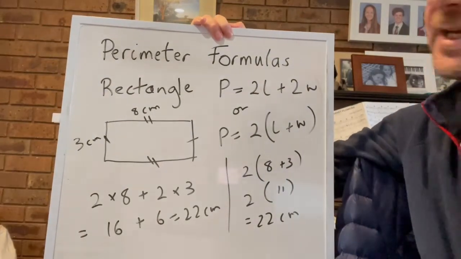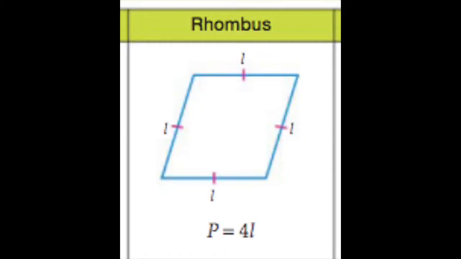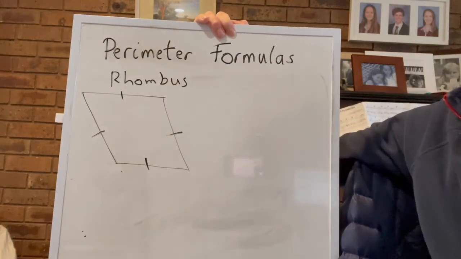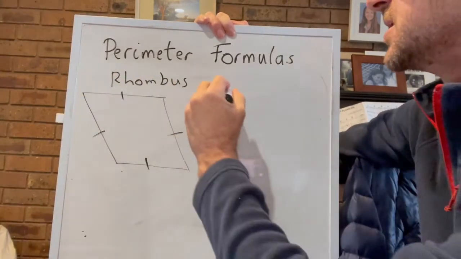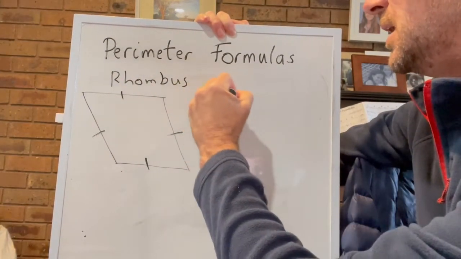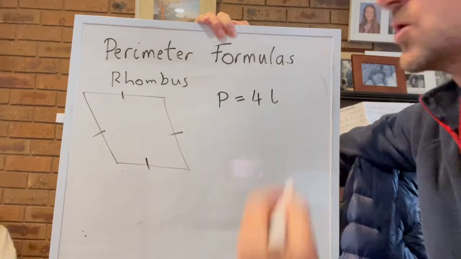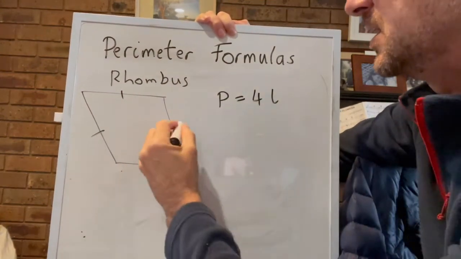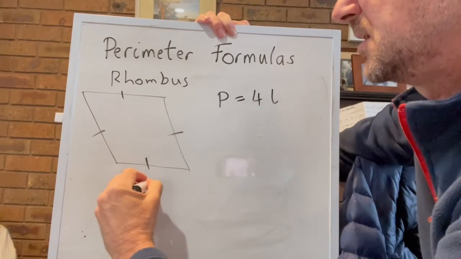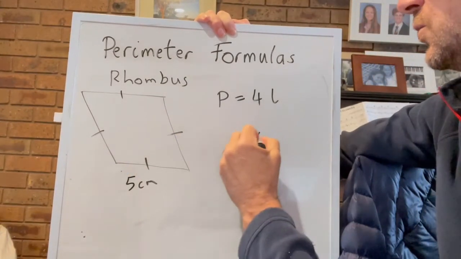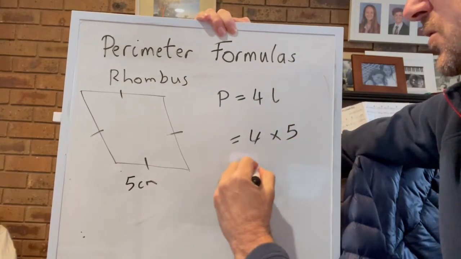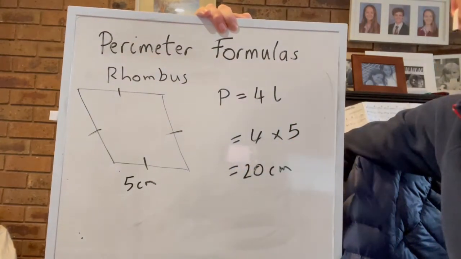Okay, let's have a look now at a rhombus. Now we know with a rhombus that it also has all sides the same, so it's going to be the same as a square. It's P equals 4 times L, so let's assume that the length here is 5 centimeters. So this is going to be 4 times that length, which is 5. It's going to equal 20 centimeters, okay?